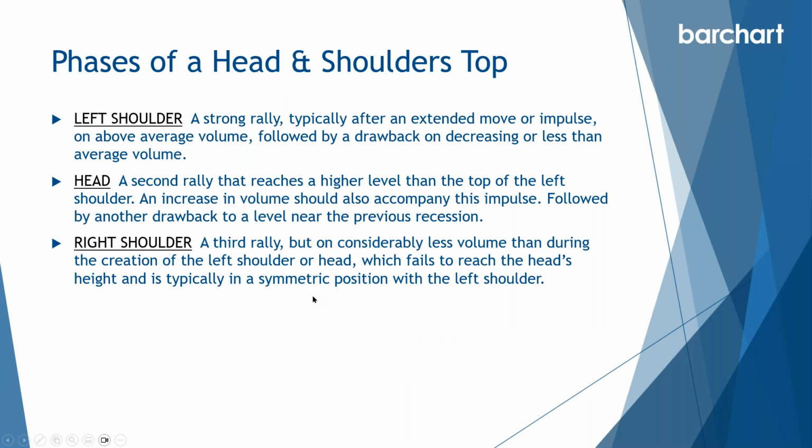Now, the right shoulder is a third rally, but on considerably less volume, and the impulse fails to reach the height of the head. However, this is where the symmetry aspect comes into play. The right shoulder's peak should be relatively similar to the left shoulder's peak. The difference between the two peak heights is not as critical as the significant decrease in volume from the left shoulder to the right shoulder.